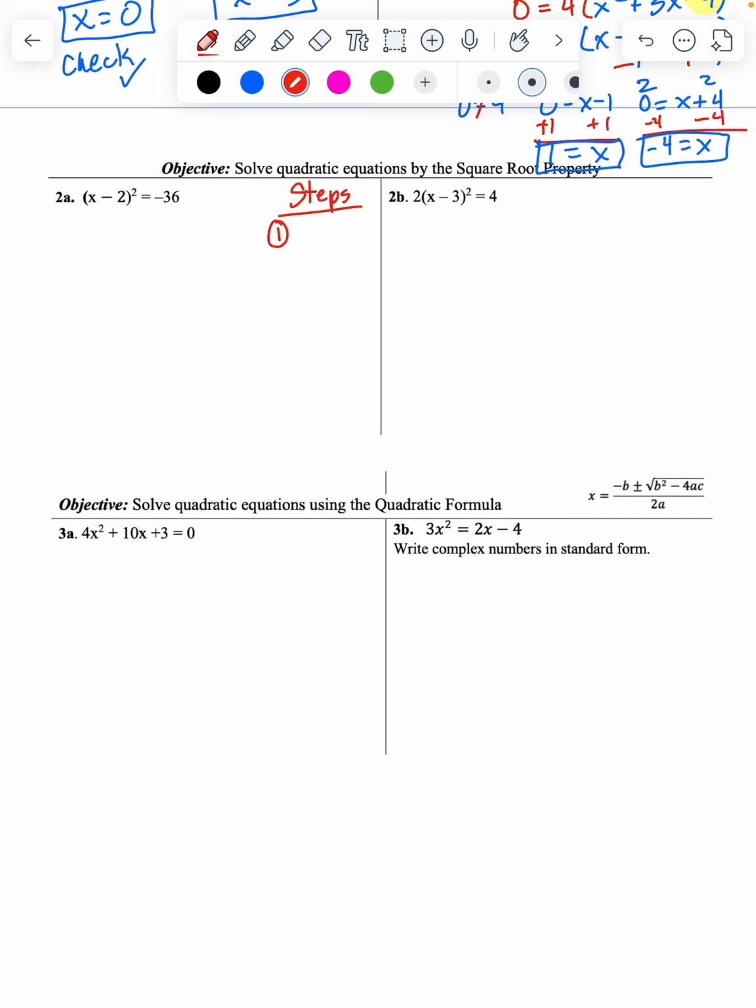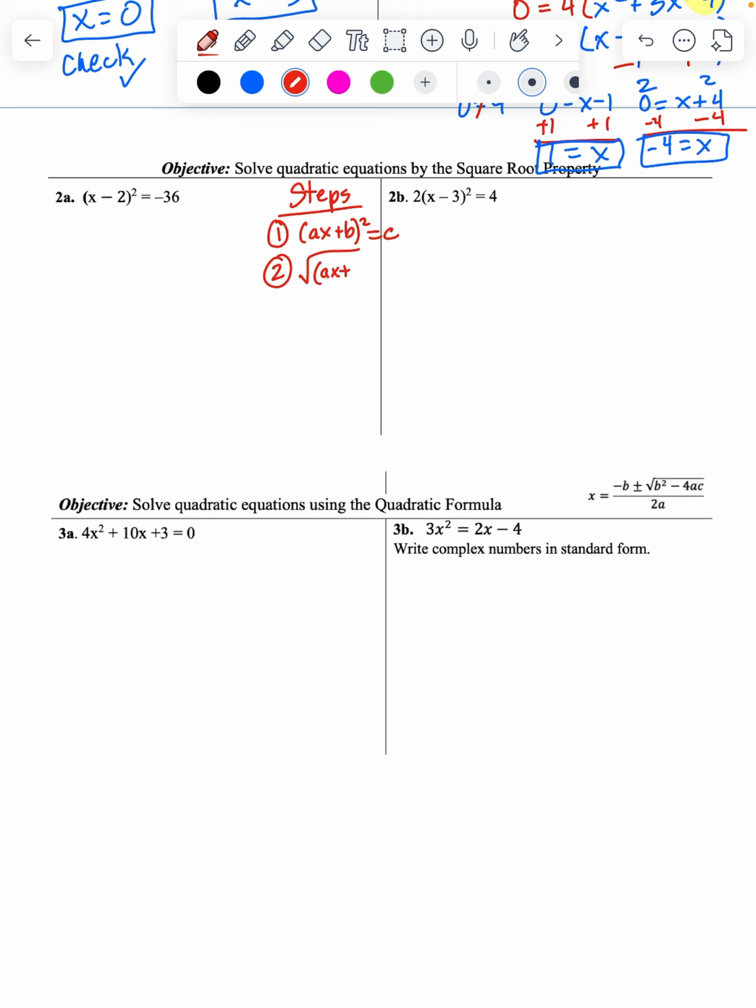are to first get your problem to where it's parentheses, some number times x plus some number, close parentheses squared, equals some number. So for 2a, that's already done for us. For 2b, we're going to have to do a little bit of work for that. Once it's in that form, like it is for 2a, we're going to take the square root of both sides.